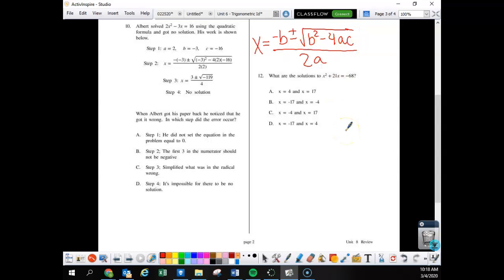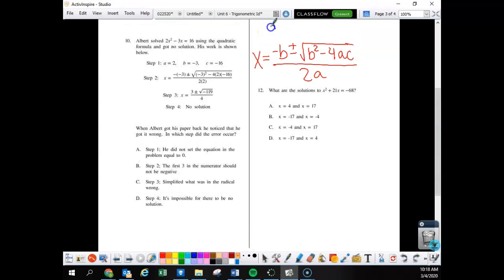Then you get the a, b, and c from the equation ax squared plus bx plus c equals 0. Here this equation is not equal to 0, so you're going to have to move that 16 to the other side. And whenever you move it, it becomes negative, right? So this has to move to this side, becoming a negative. So then it's going to become 2x squared minus 3x minus 16 equals 0.